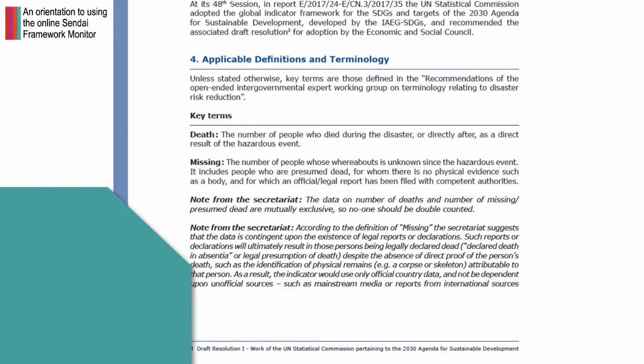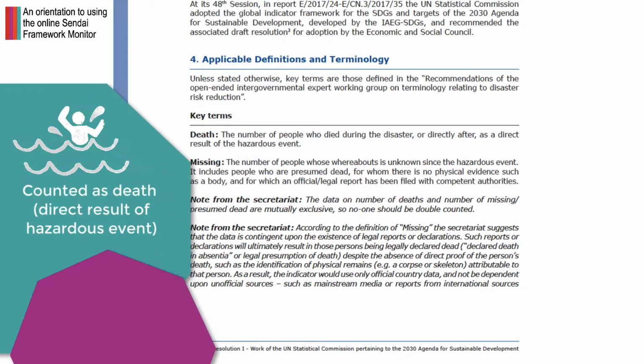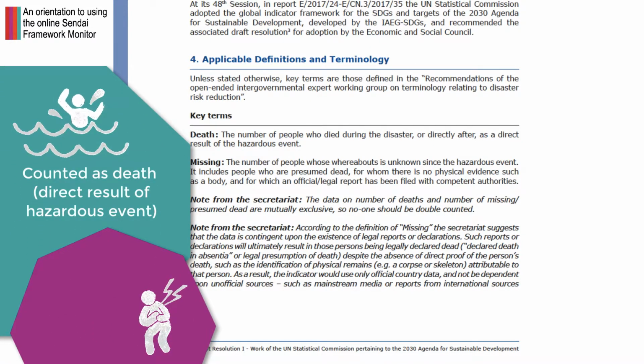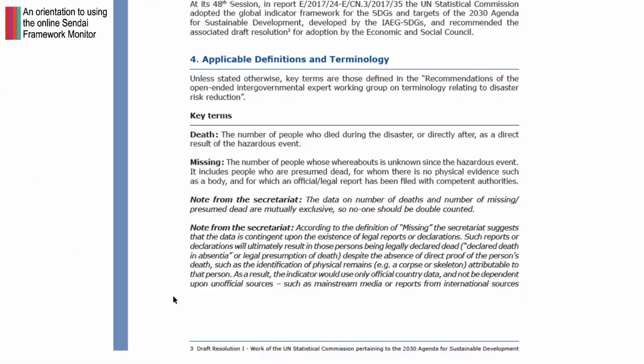For example, if someone died from drowning caused by a flood, that is counted in this number. Meanwhile, if someone died from a heart attack during a cyclone, this number is typically not included, as the cause cannot be directly linked to the hazardous event. However, such a determination is ultimately up to the member state.